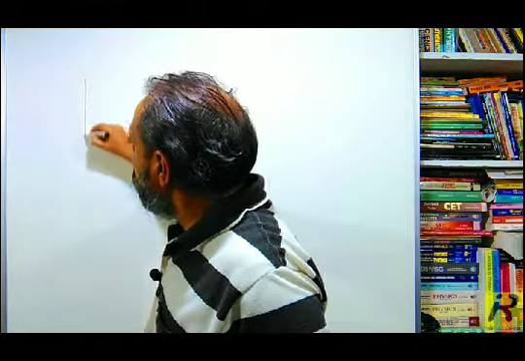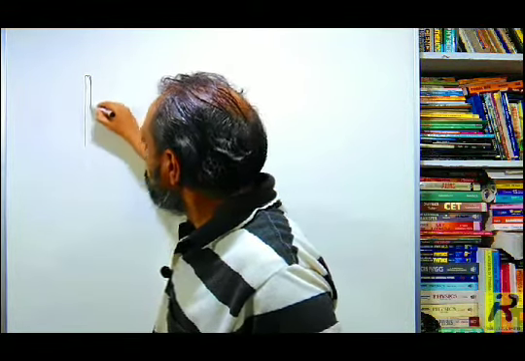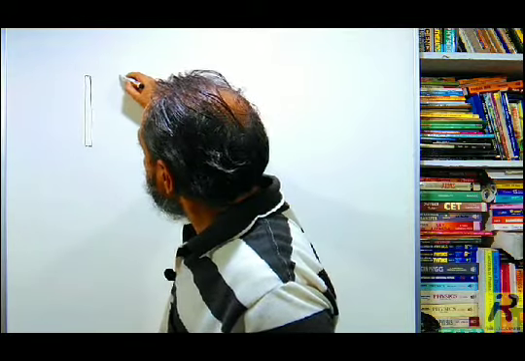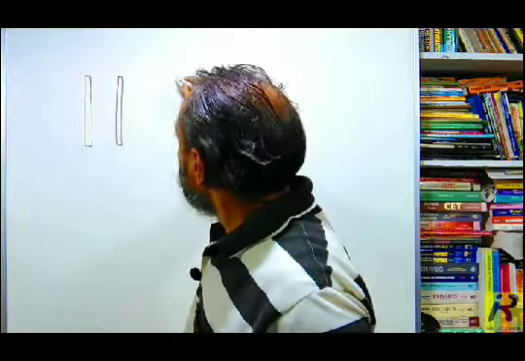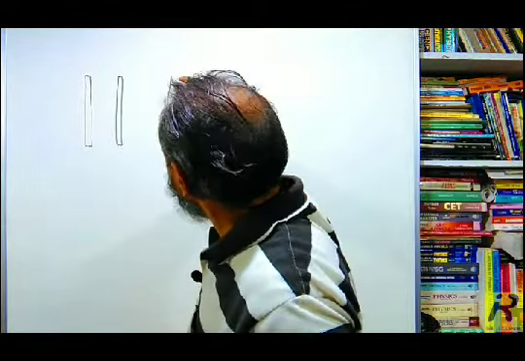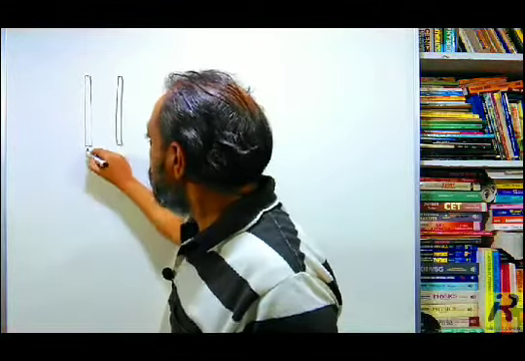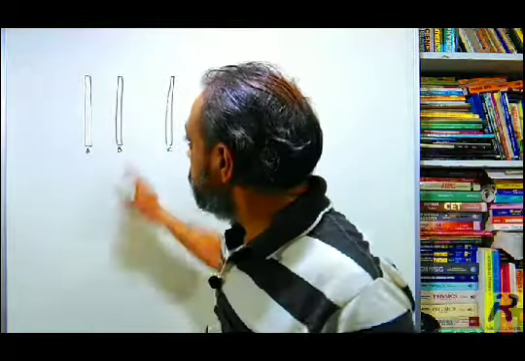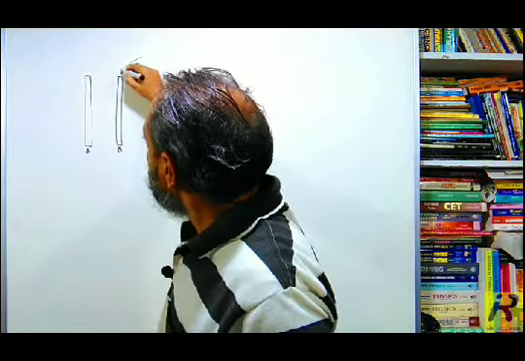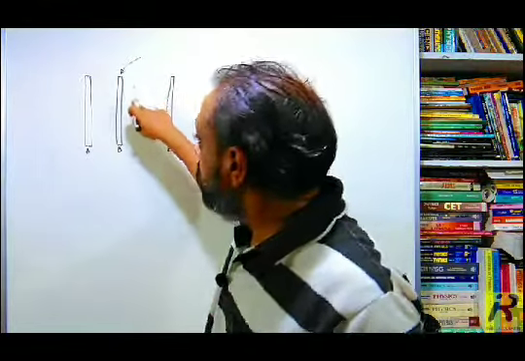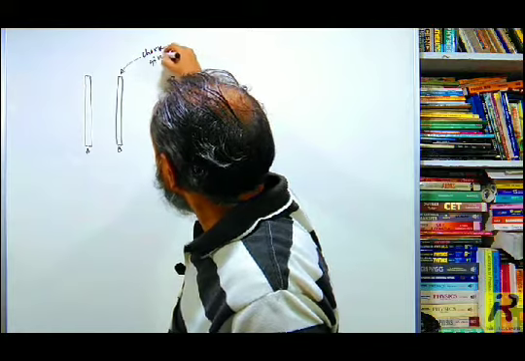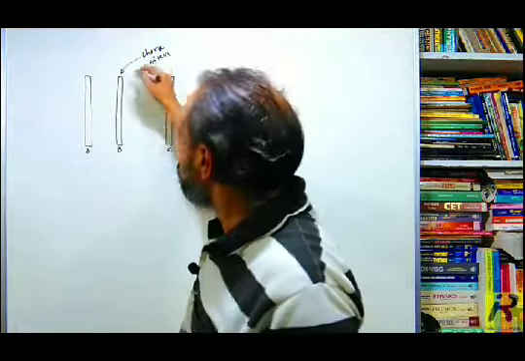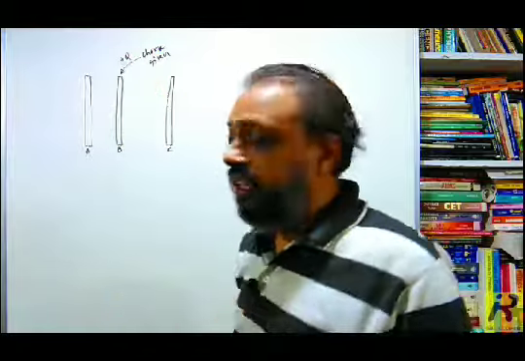Here I have the three plates. This is the first plate, and I am calling the second plate the middle one here, and the third one is here. This is plate A, this is plate B, and this is plate C. The middle one is given a charge, plus Q charge, the center one.